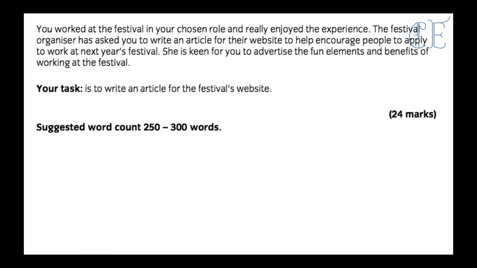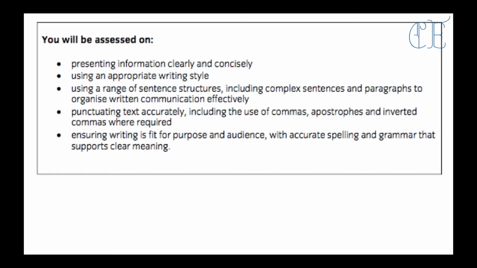Okay, your task is to write an article for the festival's website. Now be careful here. It says the organizer has asked you to write an article for their website to help encourage people. So this is going to be a very positive, persuasive article, to apply to work at next year's festival. She's keen for you to advertise the fun elements and benefits of working at the festival. Feel free to underline any of that if you're on a written piece of paper, like if you're on a written exam. Again, if you're on the online exam, then it won't be quite so easy. Now you get 24 marks for this, and it's between 250 and 300 words, which is a lot less than you might think. So I'm going to give you an example now.